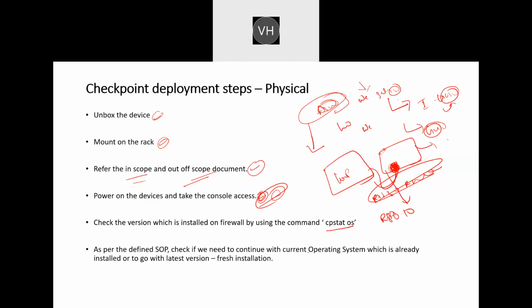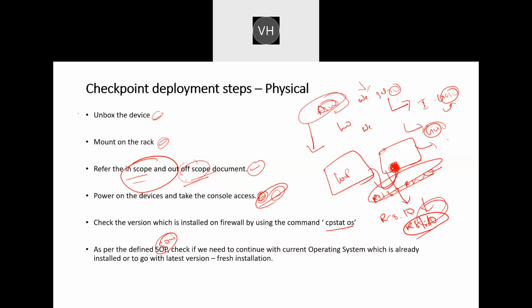Then in the SOP or SOW, we can say the scope of work document, they will mention whether the version coming from the vendor should be kept as it is, or we have to go with the latest version, which is R81.10 now. Which version they are expecting, they will provide in the scope or out of scope document. If they're asking us to upgrade it, we have to go with the upgrade. If not, we will go with the same current version only, whatever it is coming with on the Checkpoint.